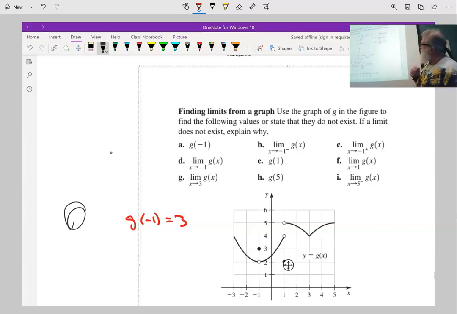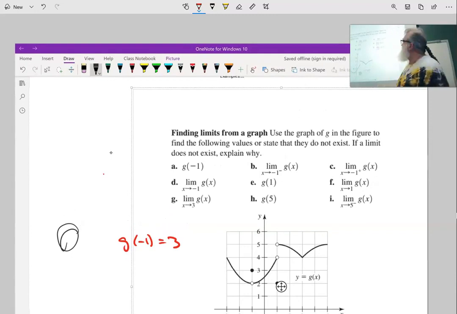The next one, the limit, let's go to B here. And on B, what do we have? We have the limit as X is approaching negative 1 from what? The negative side. And what is happening to these function values? These function values are getting closer and closer to what value? Value 2. So that one would be equal to 2.